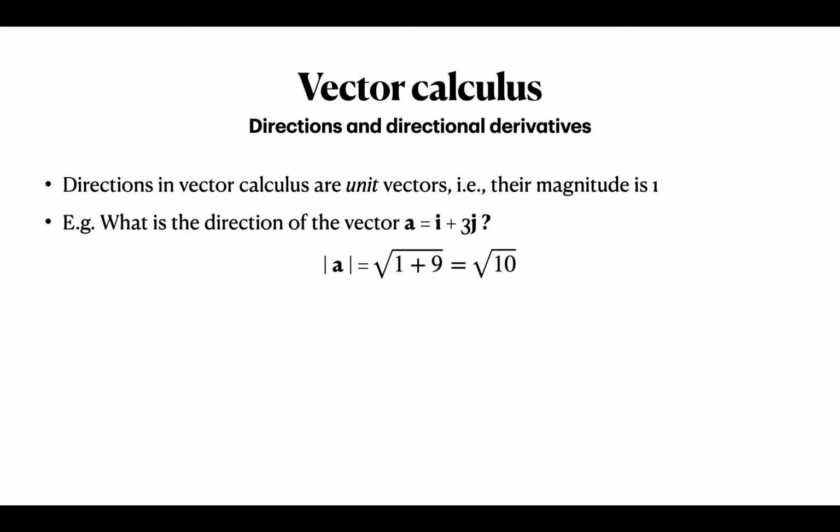So to get the direction, if you want to get the direction of the vector A, what you do then is you divide each of the components of A by the square root of 10. So you get 1 over root 10 along i plus 3 over root 10 along j.